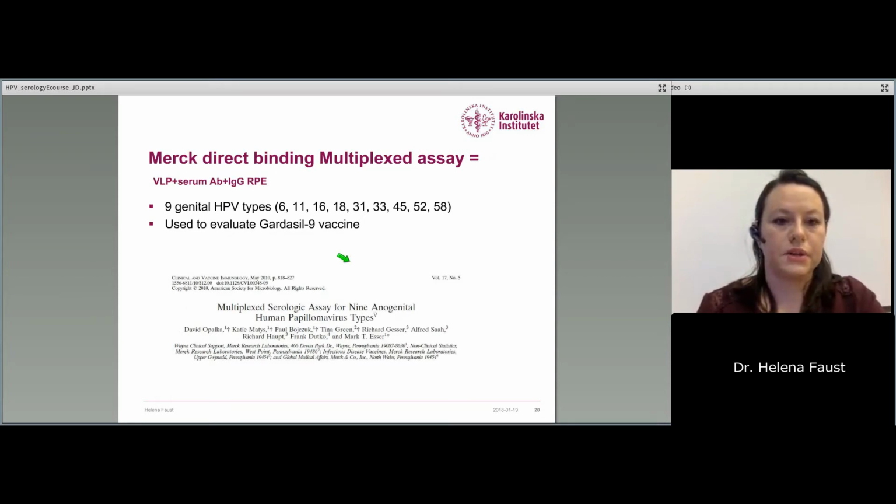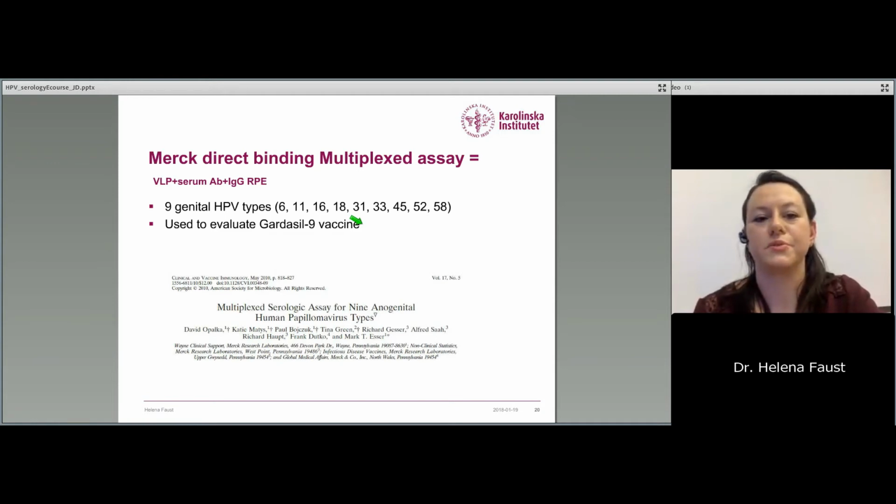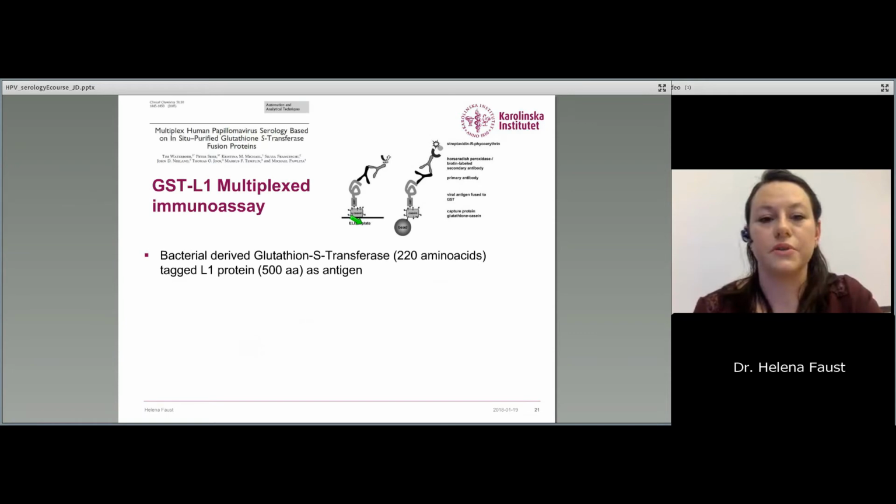It was a little bit laborious method, so Merck was also making a direct binding multiplex assay for their Gardasil 9 vaccine validation studies, detecting all of the types they have a vaccine for. The only problem here is that, of course, they are using the same antigen in the assay as they are injecting in the people. So, of course, they see antibody binding afterwards for the same antigen. But is it also natural or not? Time will tell.